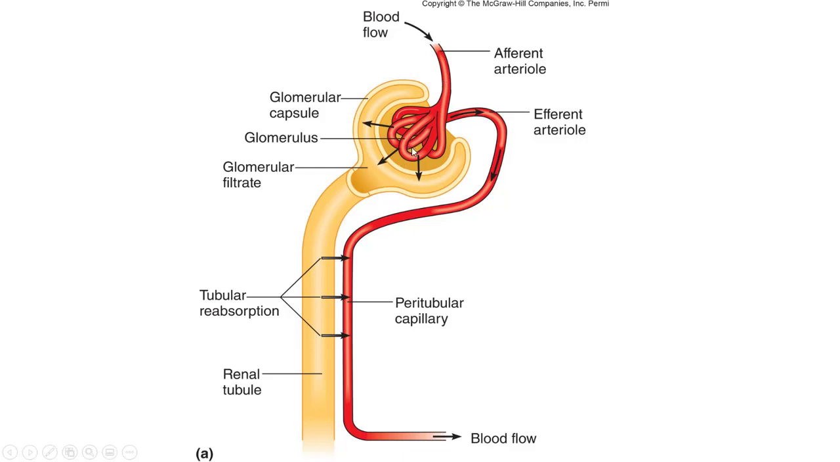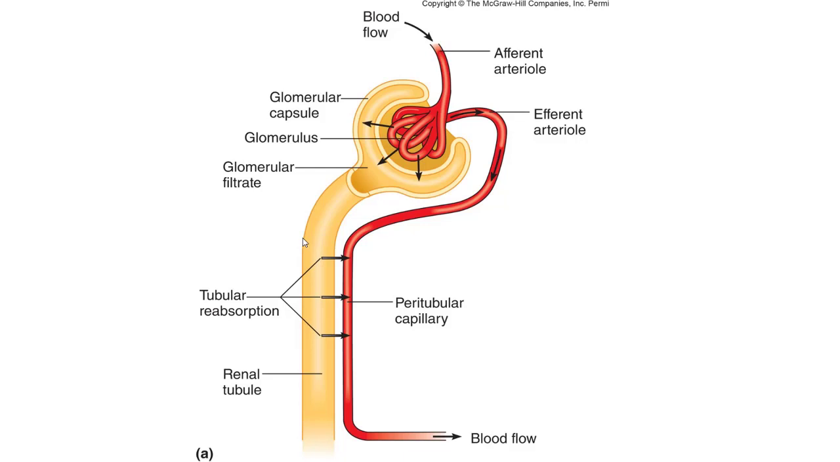What can't get filtered, or what remains in the blood, will exit through the efferent arteriole here. Of course, you have Bowman's capsule here. You have filtrate entering here. This first part is the proximal convoluted tubule. And here is why the names of these last two processes in the formation of urine tend to confuse almost every student, at least in the beginning, because the names sound counterintuitive.